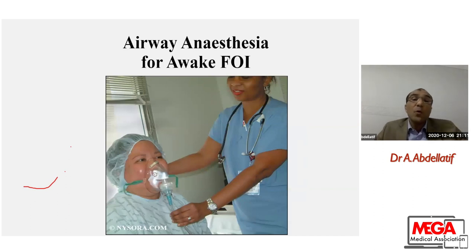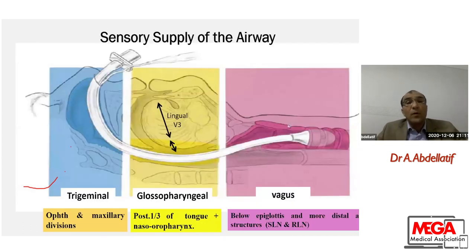So we'll shift now to airway anaesthesia for awake fiberoptic intubation, which is a very important skill to do if I'm planning to do awake intubation. I have to review the sensory supply, of course, of the airway. We all know that the trigeminal, glossopharyngeal, and the vagus are responsible for airway sensory supply.